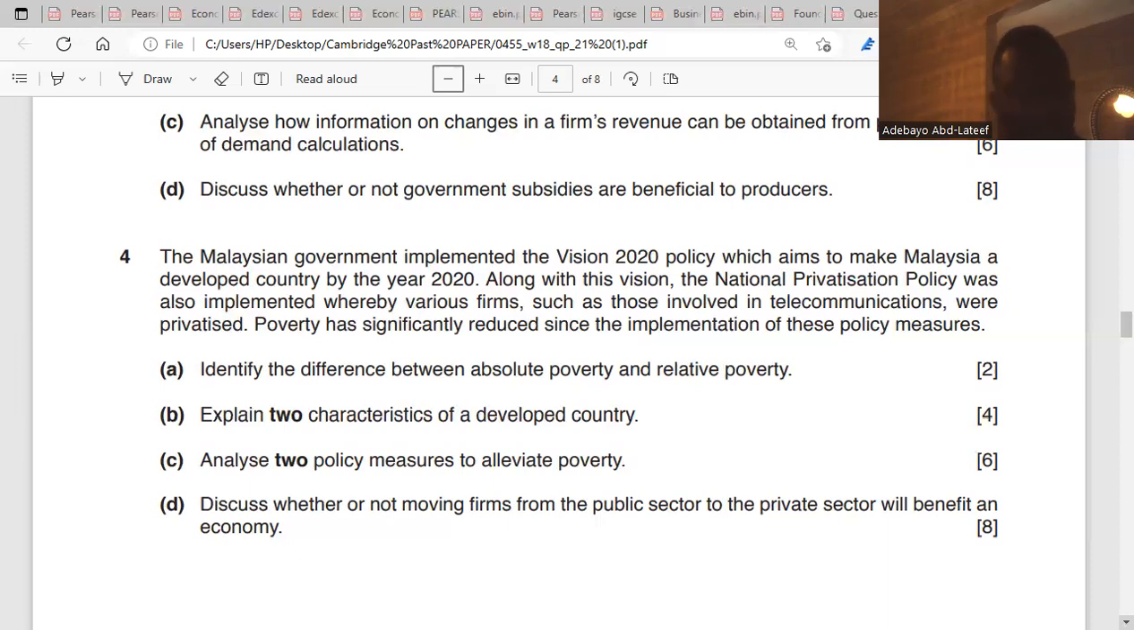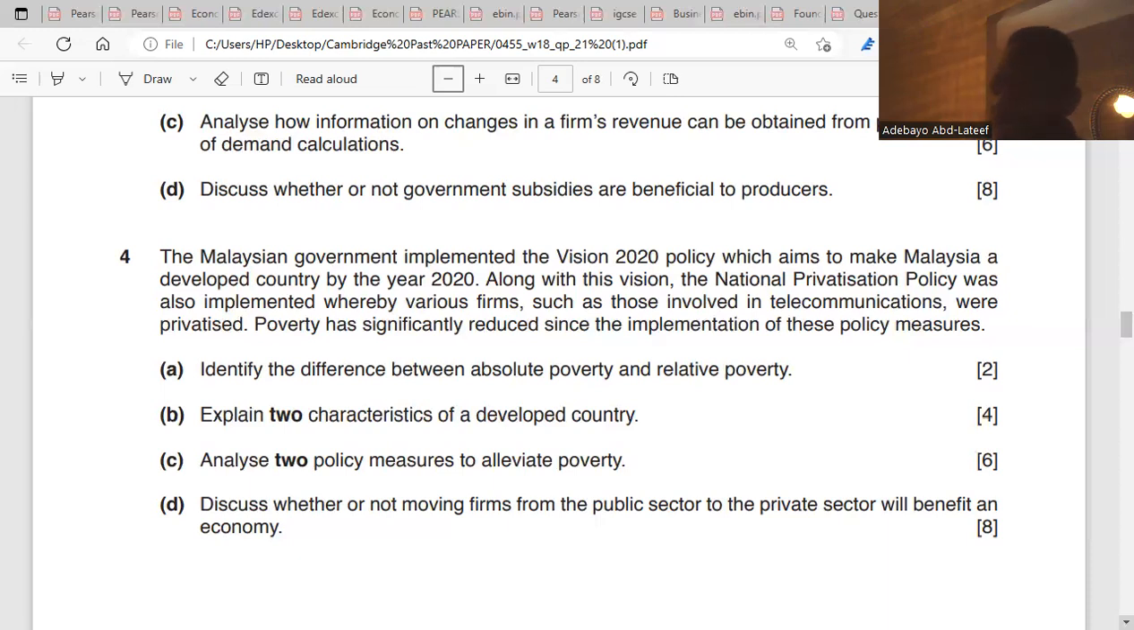Thank you. So the first question says, identify the difference between absolute poverty and relative poverty. Absolute poverty means that you are unable to afford the basic needs: food, clothing, shelter. According to the United Nations, if you cannot afford to spend around $1.5 a day, it means you are in abject poverty, which is absolute poverty.